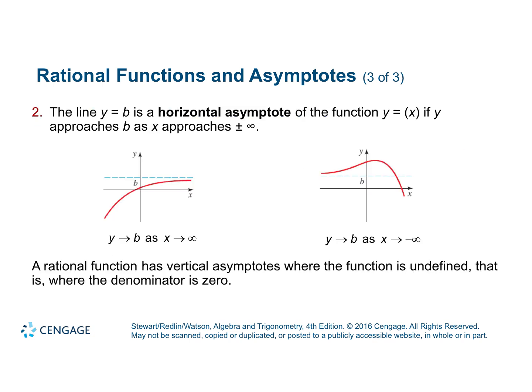Again, these are the definitions, but for the horizontal asymptotes of the function y is equal to f of x: if y approaches b as x approaches positive or negative infinity, b being a random number, then b is the horizontal asymptote. So a rational function has vertical asymptotes where the function is undefined. That is where the denominator is equal to 0.